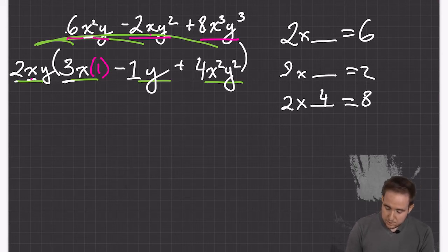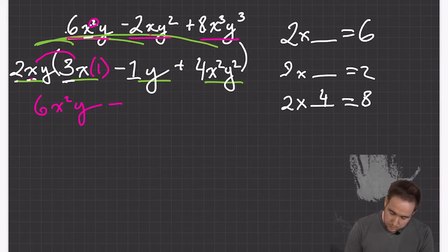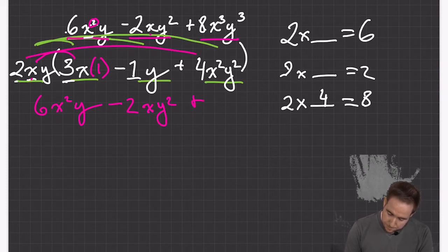And if I gave this question to somebody who was just learning, they would do all of these multiplications. This would be 2 times 3, 6, x times x, x squared, which is exactly what it should be, y times y. A minus sign, 2 times 1 is 2, x times, there would be 2 y's. And the last one, plus 2 times 4 is 8, x times x squared is x cubed, and y times y squared is y cubed.